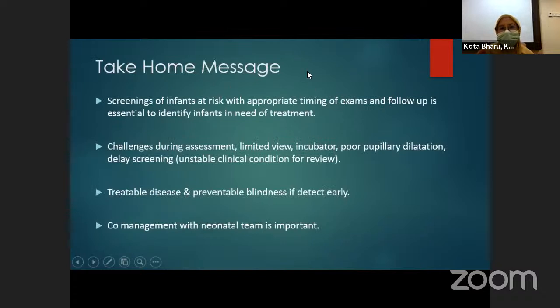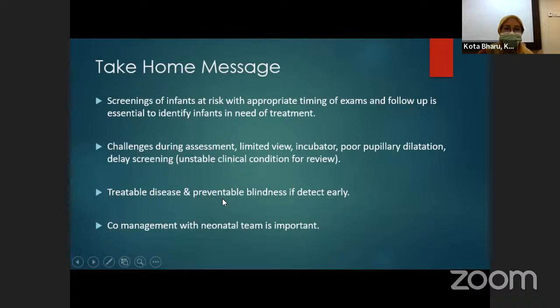Okay. So our take-home message is that screening of premature infants at risk, with appropriate timing of examination and also follow-up, is important to early identify those that need treatment. However, in our ophthalmology setting, there are challenges during assessment, with limited view, the baby in the incubator, unstable clinical condition, and poor pupillary dilatation. It is quite challenging, because a baby with unstable clinical condition is difficult to examine. By the time we can review, the baby already has all the ROP changes.